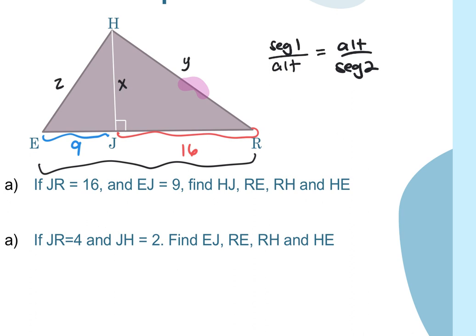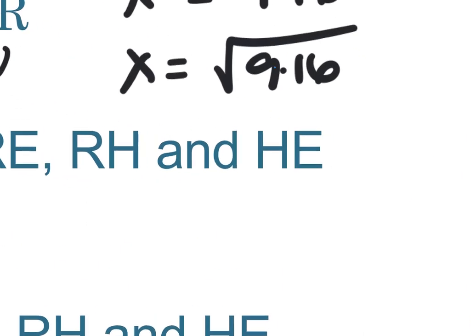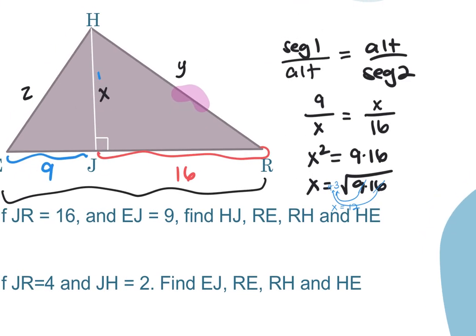And segment 1, segment 2, like I said, the order doesn't matter. One's 9, one's 16. It doesn't matter which one you use to which. But segment 1 could be 9. The altitude is the X that I don't know. The altitude would repeat as X, and segment 2 is 16. And I cross multiply, and I get X squared equals, and I'm not even going to multiply it out, 9 times 16, because my next step is to square root it. And the square root of 9 comes out as 3, and the square root of 16 comes out as 4. So X equals 12. Now I know the altitude.